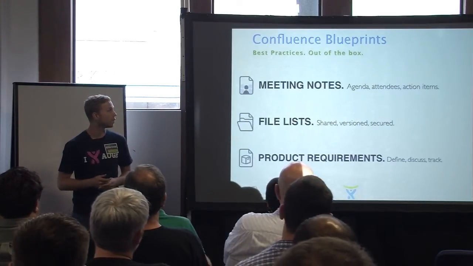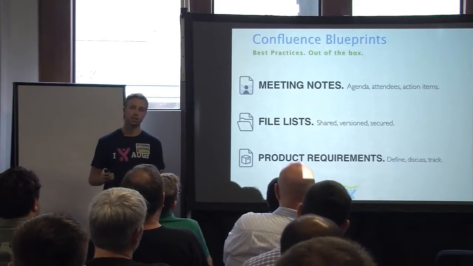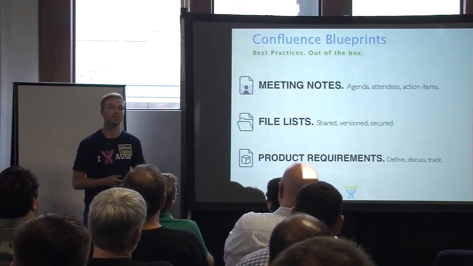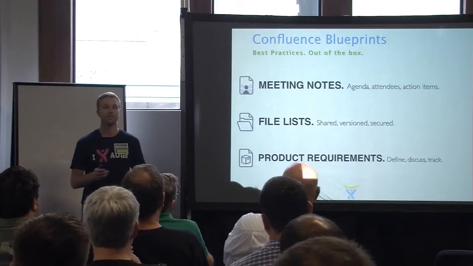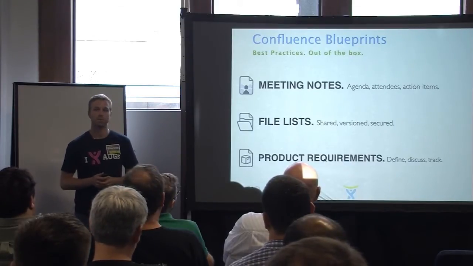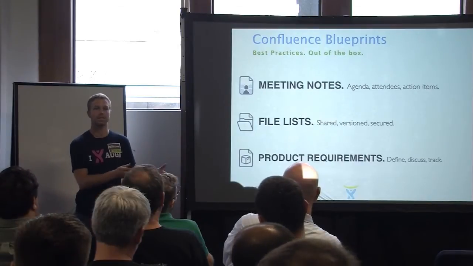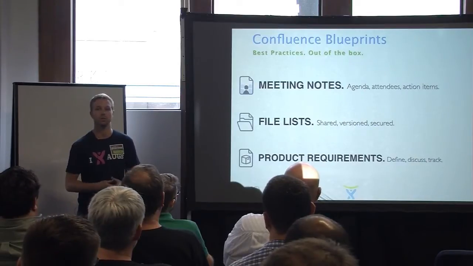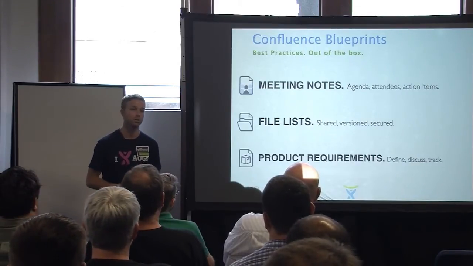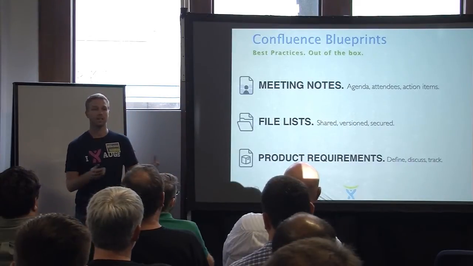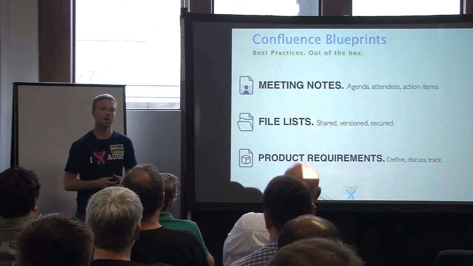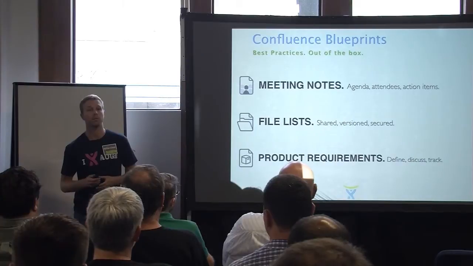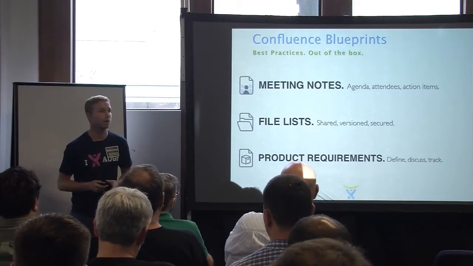In 5.1, we launched with a meeting notes blueprint. Essentially what it does is help you share an agenda, capture meeting notes, and assign some action items after your meeting in one seamless process. We also launched with the file list blueprint, which helps you share files. It takes existing functionality in Confluence, the attachments macro, puts it on a page for you, and encourages you to drag and drop files onto the attachments macro so you can create a file list with a Confluence page. It's stuff you've been able to do with Confluence. We just make it easier for you. And lastly, the product requirements blueprint, which is a simplified way to define, share, and track your product requirements.